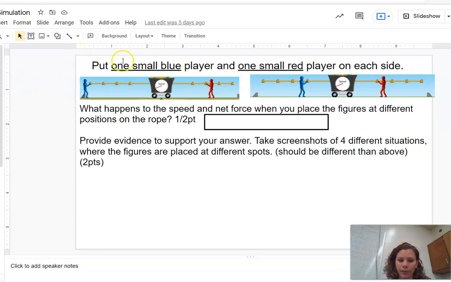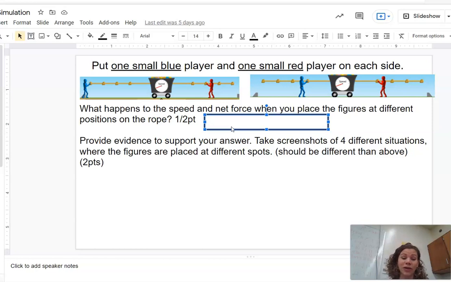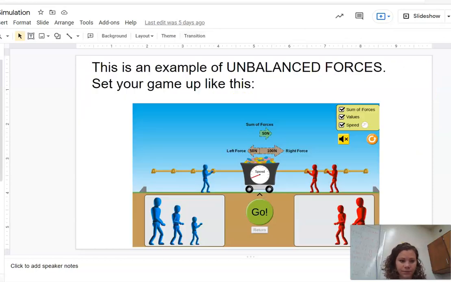When you set up the small blue and red guy, it doesn't matter in what position you have them situated on the rope. The net force should have still equated to 0. I can set that up for you just to show you that nothing should happen. The speed should remain at 0, and there should have been no movement. So the answer for what happened to the speed was you could have put nothing, the speed stayed at 0, and you were supposed to have 4 screenshots just of the figures placed at different positions.